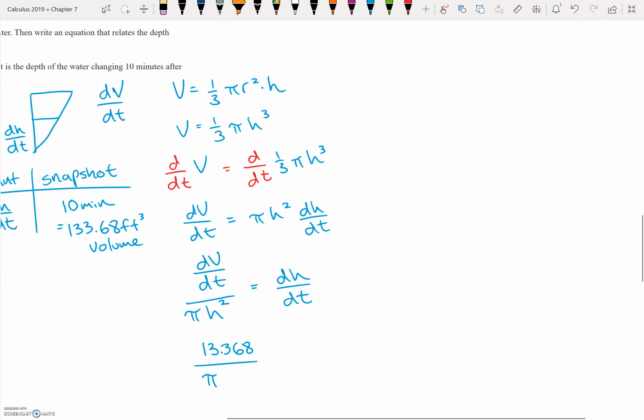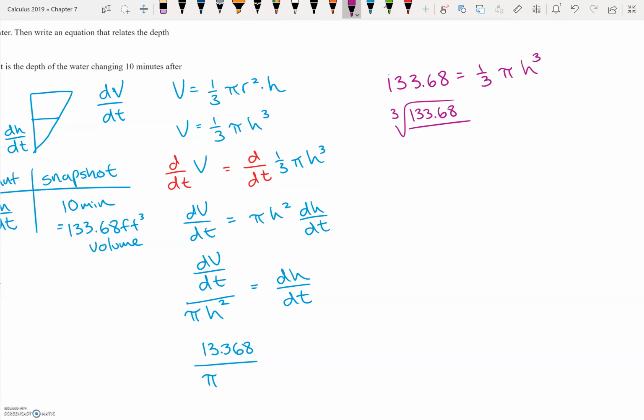So let's go ahead and look back at our equation here. We know that our volume is 133.68, I'll do this in a different color, equals 1/3 pi h cubed. So we are solving for h. We are doing the cube root of 133.68 divided by pi times 3. And that is going to be approximately 5.035 feet. So we'll plug that in here, 5.035 squared. And that's going to be our dh/dt.